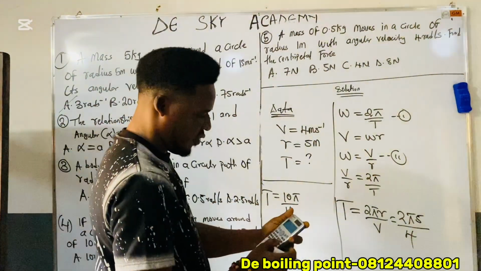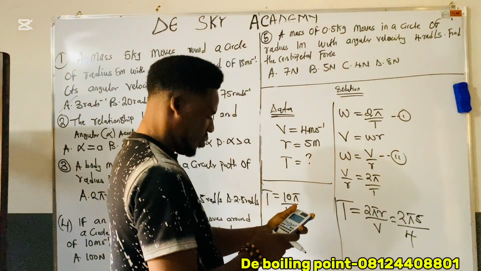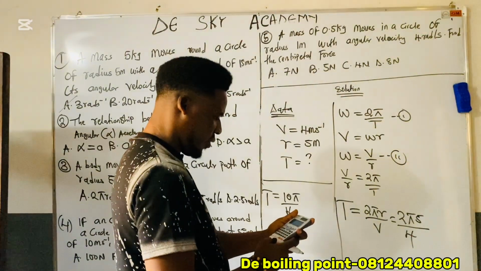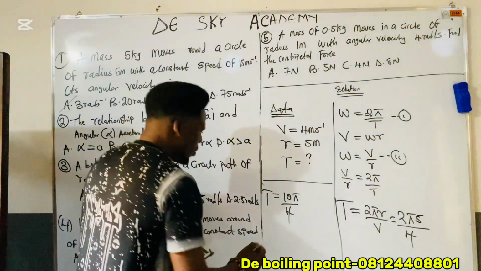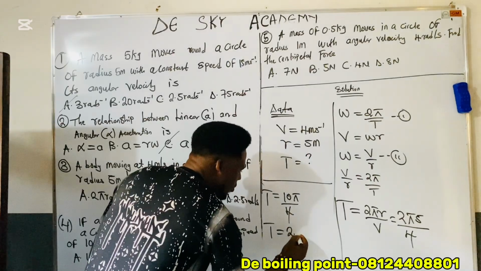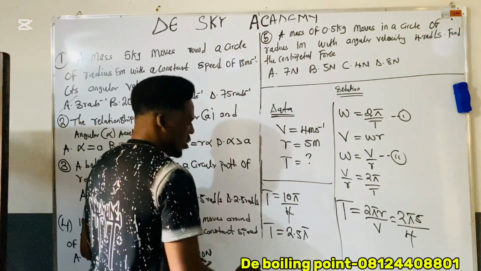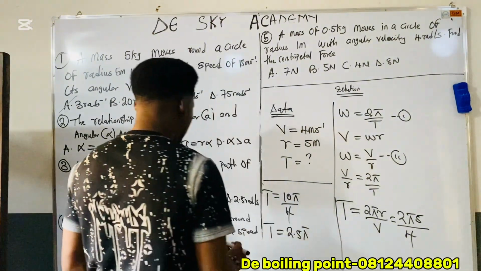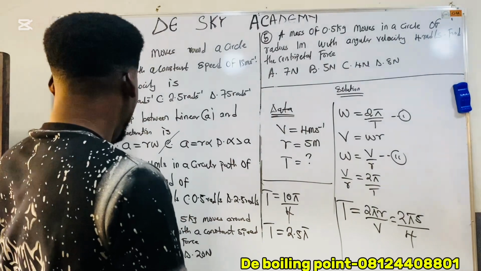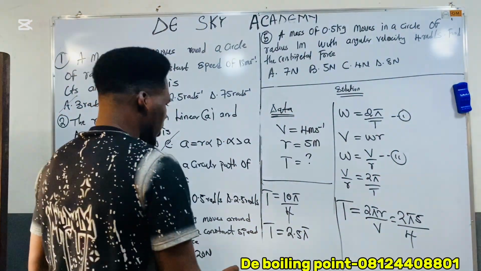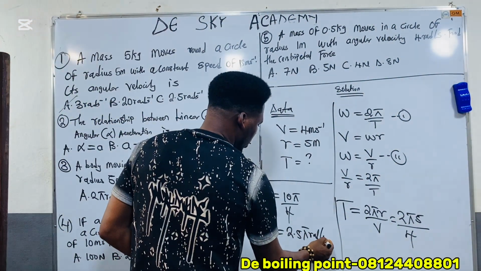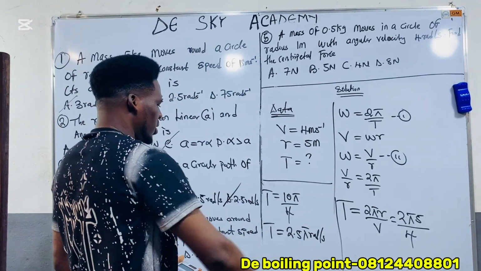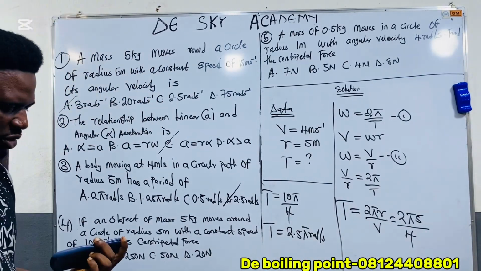So what is 10 pi over 4? Let's check it. 10 divided by 4 will give me 2.5. So I have that T is equal to 2.5 pi, per second. Hence, I'll have it as 2.5 pi rad per second. Do I have anything like that in the options? Yes, which is option what? D. So the correct answer is option D.